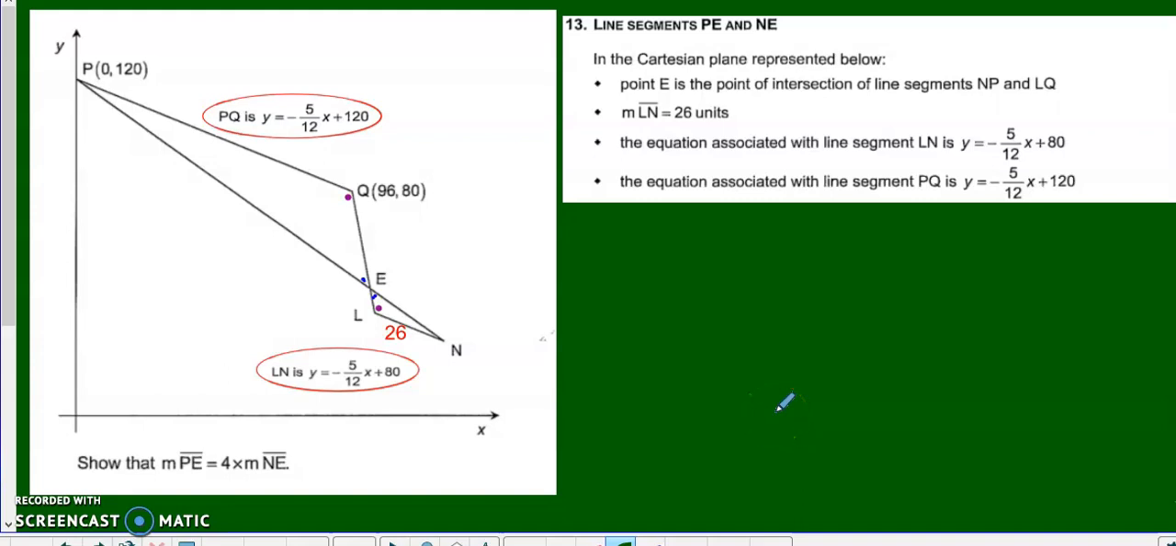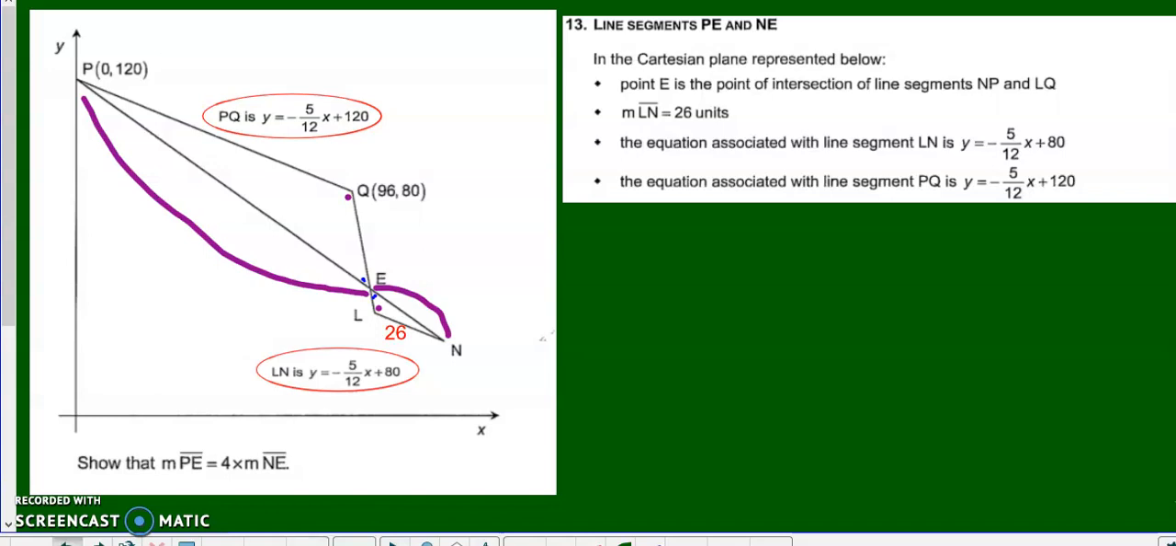Okay, here's a problem for us to try. So we have on the Cartesian plane all these segments here. We have all this information, and basically they're asking us to show that PE is 4 times NE. So PE is this over here. We have to show that this distance is 4 times NE, 4 times this distance. Okay, we have to show that.